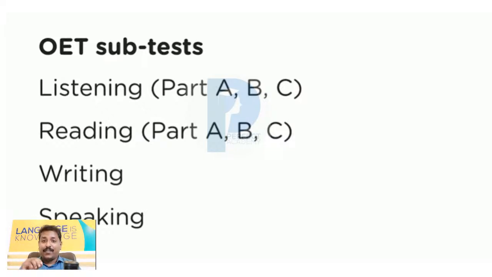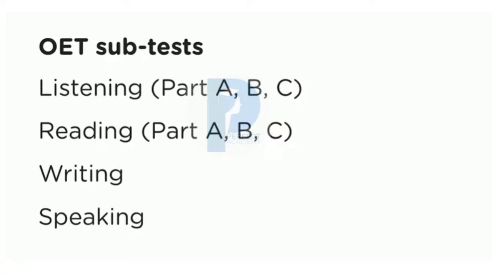So there are 4 tests. First is listening, second reading, third writing, and the fourth is speaking. Listening has 3 subtests: part A, part B, and part C. Reading, the same way, has part A, part B, and part C. Writing and speaking we will cover when we cover that section-wise. Okay, so we shall move to the next slide.